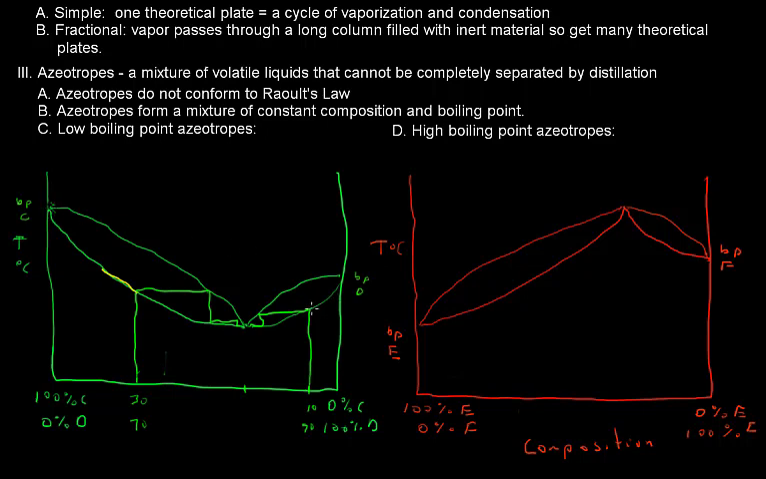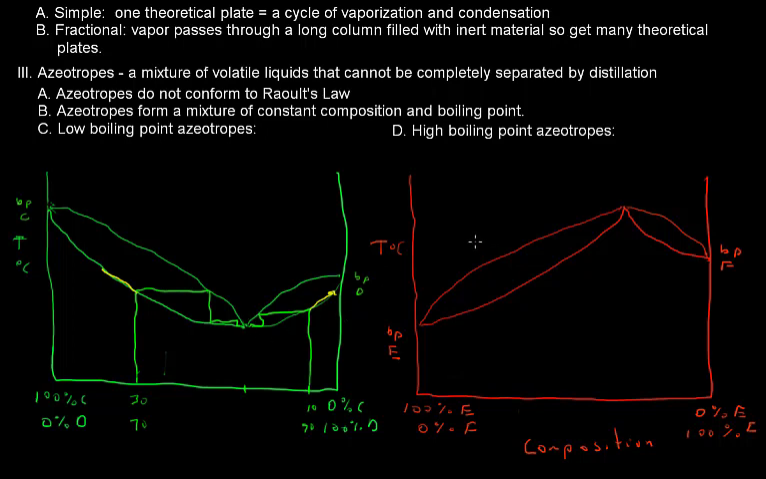Same thing over here. With every theoretical plate, the liquid becomes more and more enriched in D. So you'll end up with pure C on this side if you boil off all the D. You'll end up with pure D on this side if you boil off all the C. It's the vapor that can't be separated. You eventually reach the azeotropic composition.